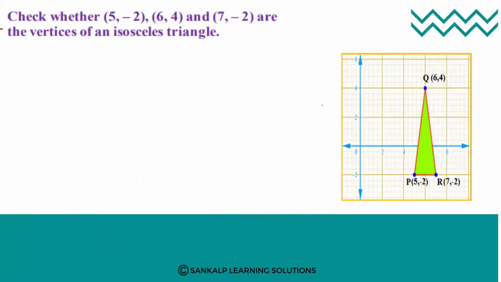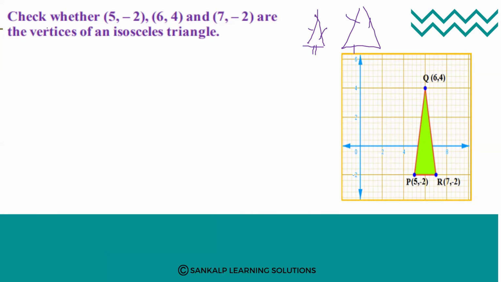Okay. Check whether (5, -2), (6, 4), (7, -2) are the vertices of an isosceles triangle. So if it is an isosceles triangle, then two sides are equal. When do you call it isosceles? If two sides are equal, it is isosceles, and the third side is not equal. If all three sides are equal, we call it equilateral. Then there is scalene triangle.